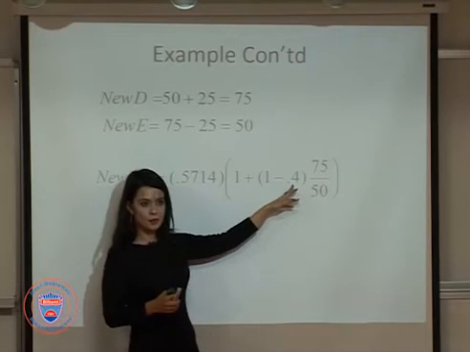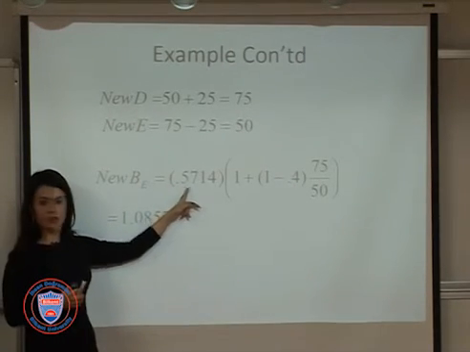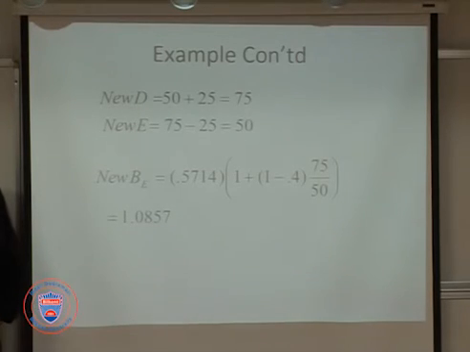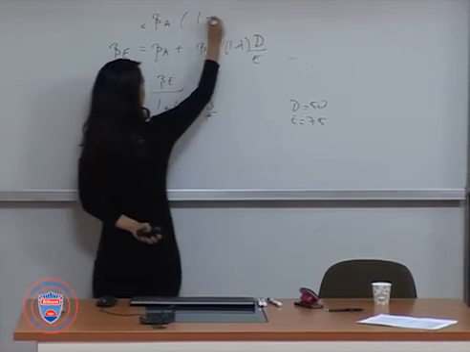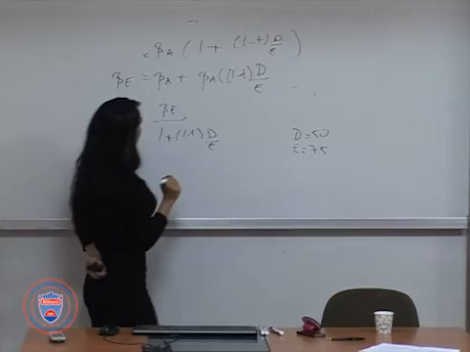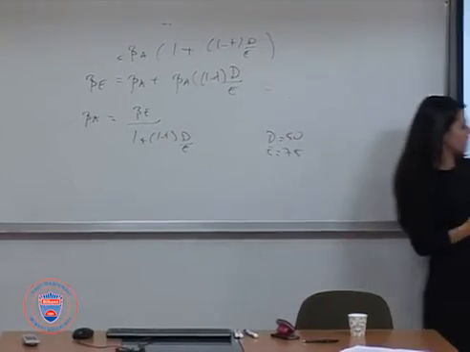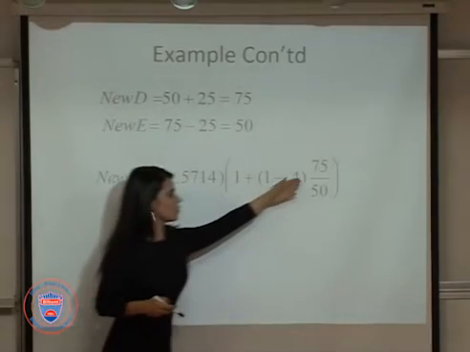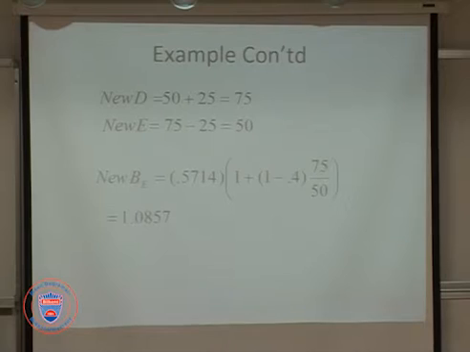The tax rate is still 40%. This is the asset beta, so we use this formula in the common parentheses. Is this correct? Yes? Okay. This is the asset beta from the first step, and this is the new debt to equity ratio. So this is going to be the equity beta. You're done. Are we done?